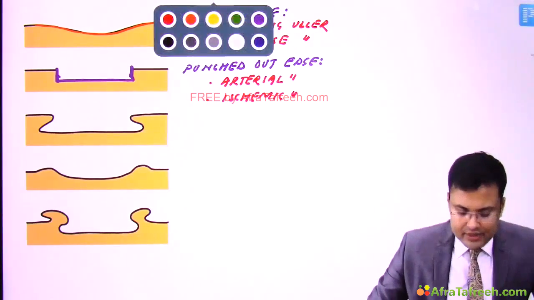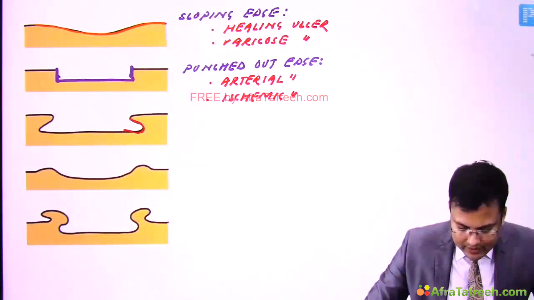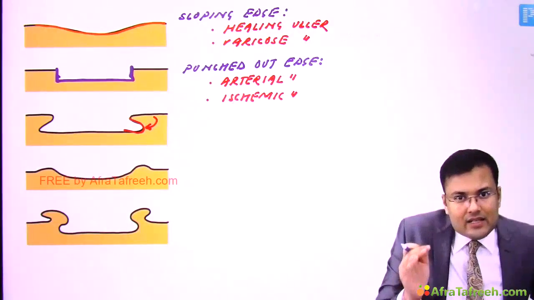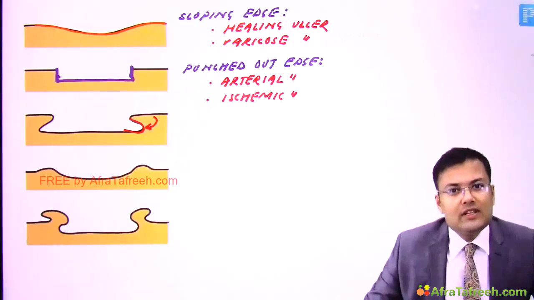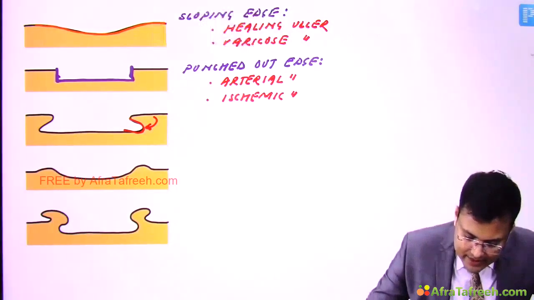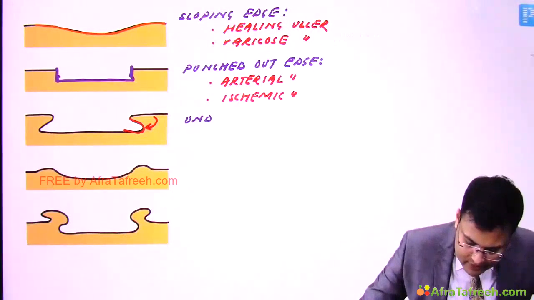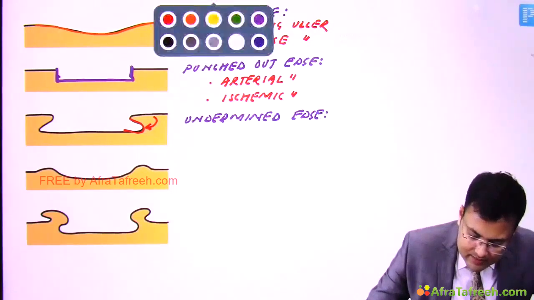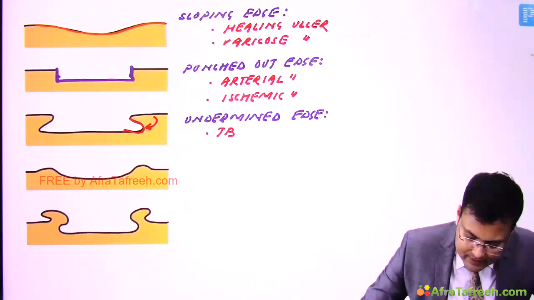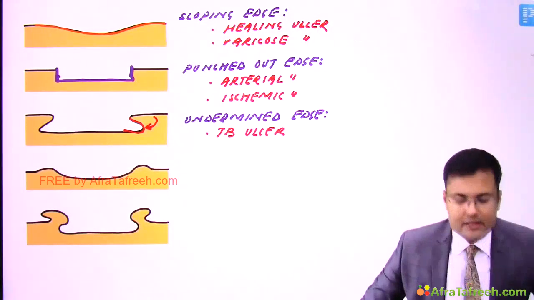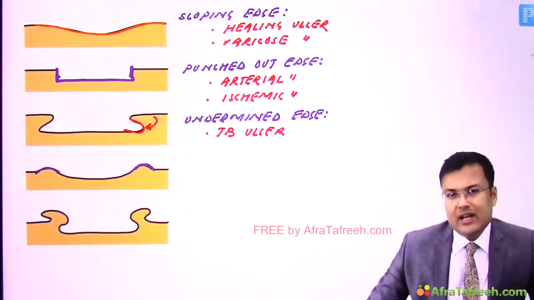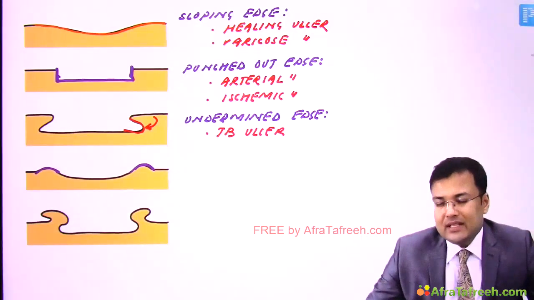After that, can you see what kind of edge this is? It is located here. This is undermined edge, and the undermined edge is a typical feature of tubercular ulcer. Clear? So it is a typical feature of tubercular ulcer. Now see, this is rolled edge. Can you see this? This rolled edge is seen in basal cell carcinoma.